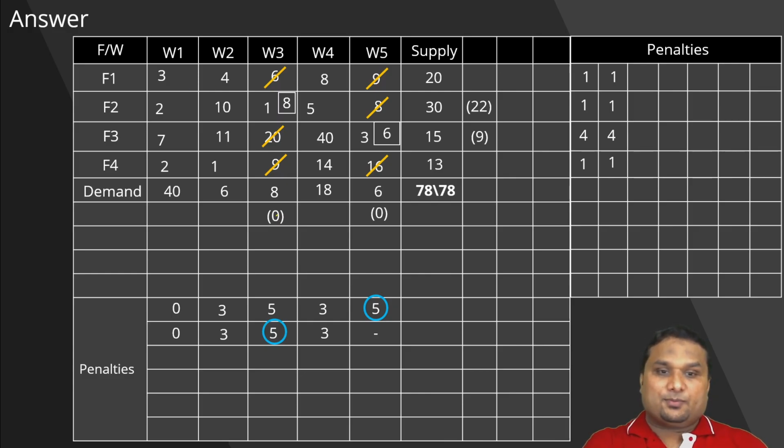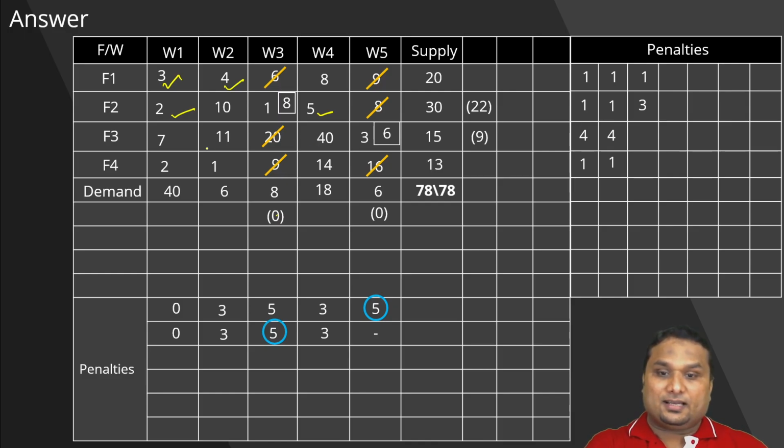So for the row penalty, the lowest value is 3 and the next lowest value is 4, the difference between 3 and 4 is 1. And here the penalty value has changed, earlier it was 2 and 1, now it has changed. The lowest value is 2, the next lowest value is 5. So the difference between 2 and 5 is 3. Earlier it was 1, this 1 has already got exhausted, now the value of the penalty has changed.